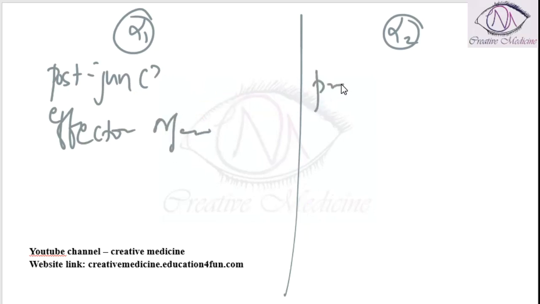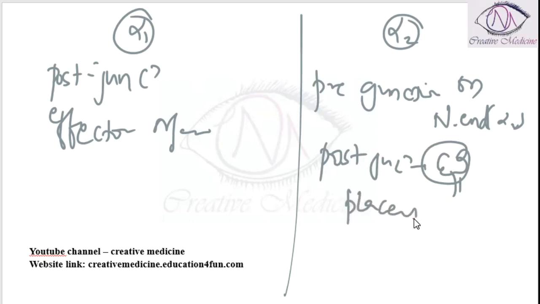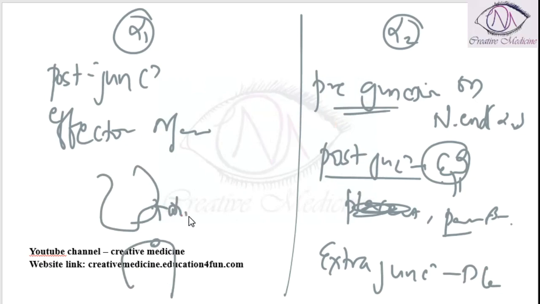Whereas alpha 2 is a pre-junctional receptor present on the nerve endings. Alpha 2 is also a post-junctional receptor in the brain, placenta, or pancreatic beta cells, and it is an extra-junctional receptor in the platelets. So post-junctional is a post-synaptic receptor, whereas pre-junctional is in the presynaptic terminal.